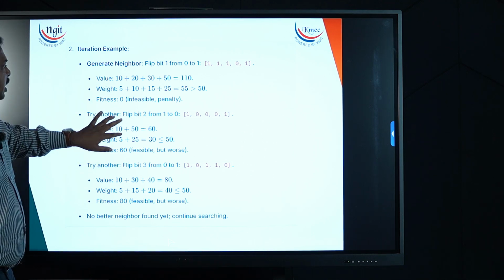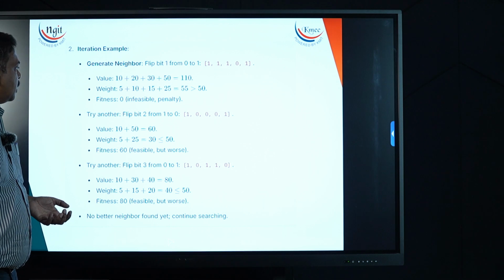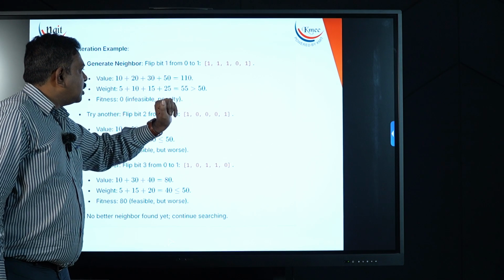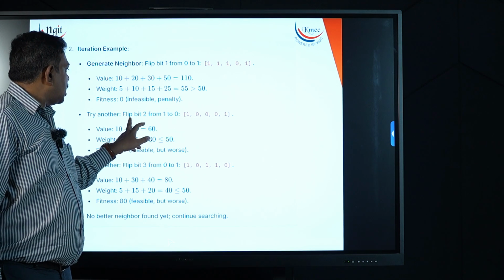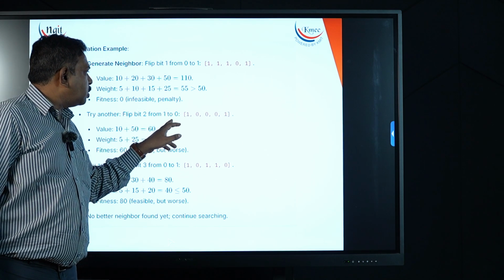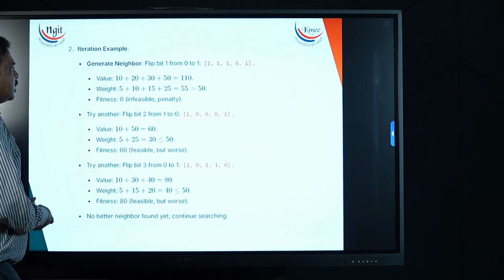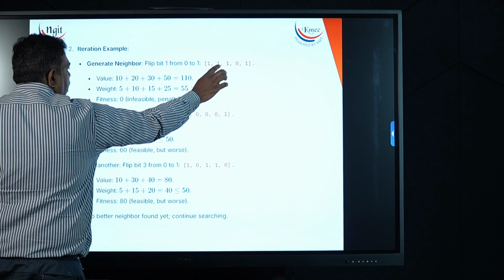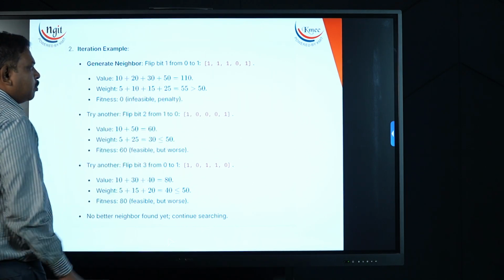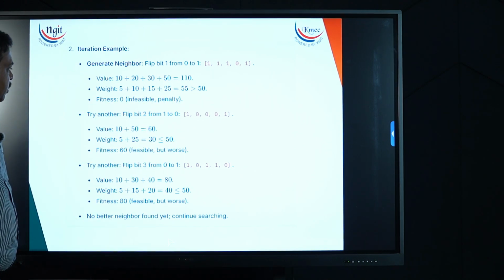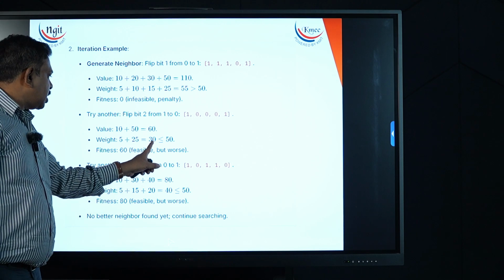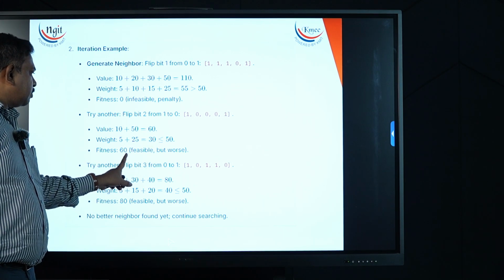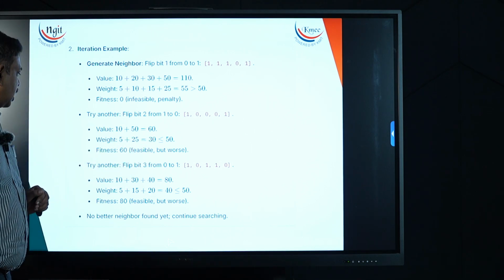So again I create another neighbor state. Earlier I flipped only 1 bit. This time I flip bit 2 from 1 to 0. So this is a neighboring state. These 2 bits, earlier only 1 bit, now 2 bits are flipped to 0. I created a new neighbor state. For this neighbor state I am getting a weight of 30, less than or equal to 50. Its fitness is 60, but the value is also very low.